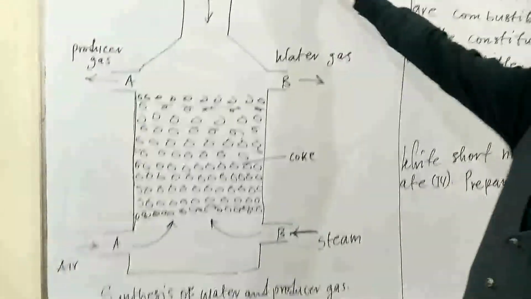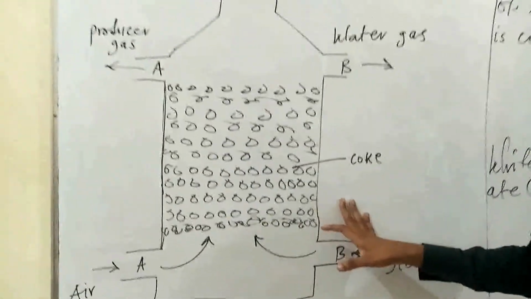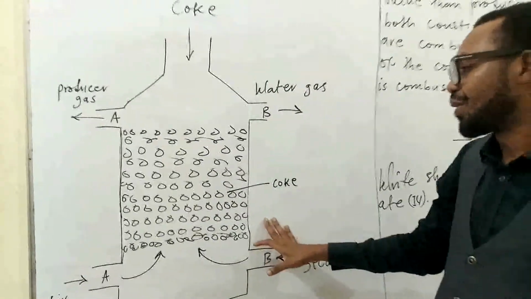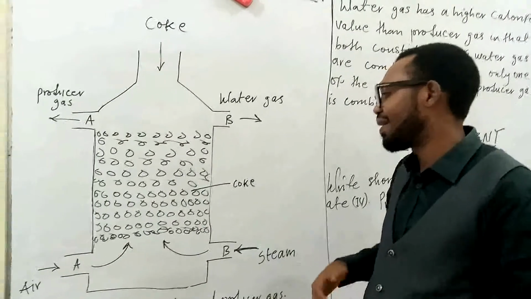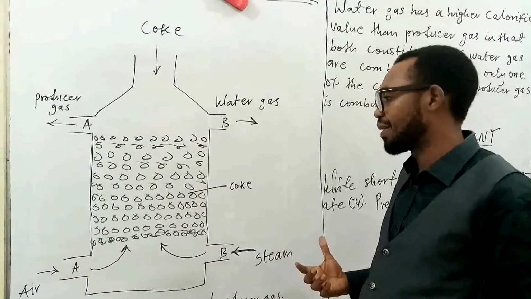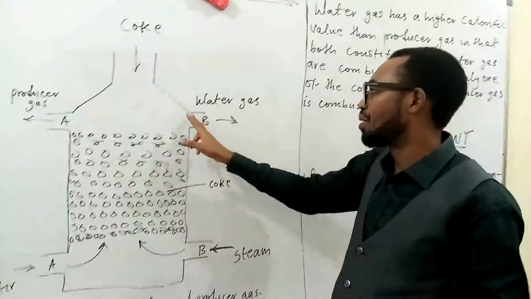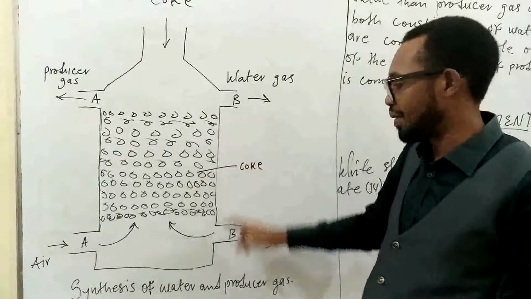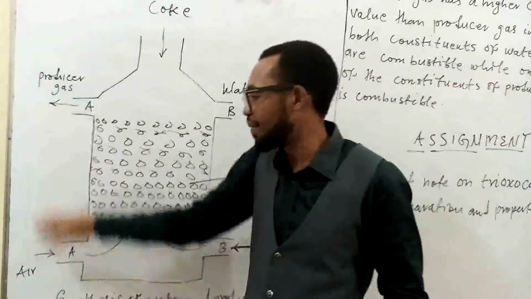Okay, now on the board you have the producer. This is the tower I was referring to earlier on while we were discussing the producer gas and the water gas. Now with this tower, it is very easy to either tap off the producer gas or the water gas. Now if you need to produce the producer gas, all you need to do is close valves B, and then open valve A.